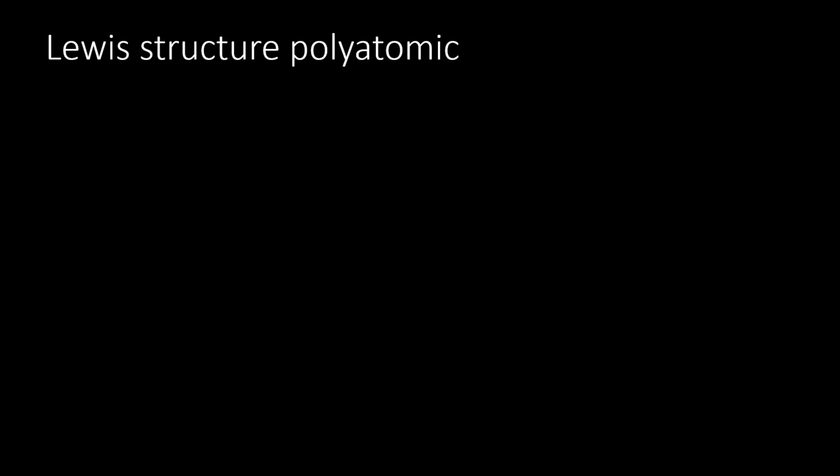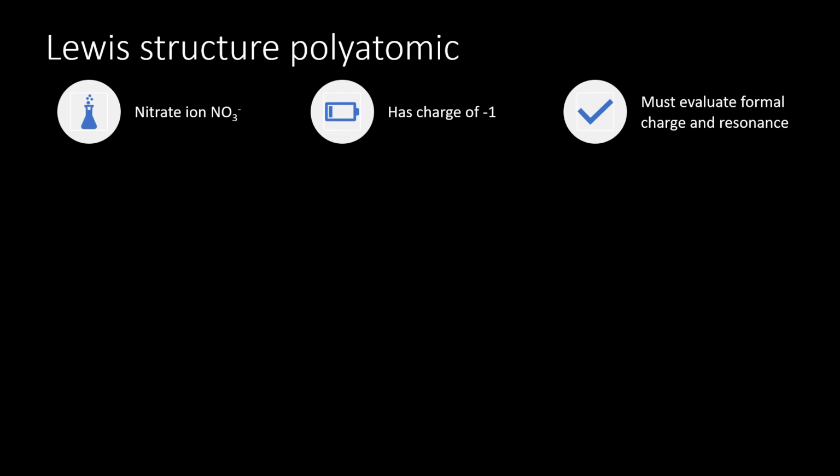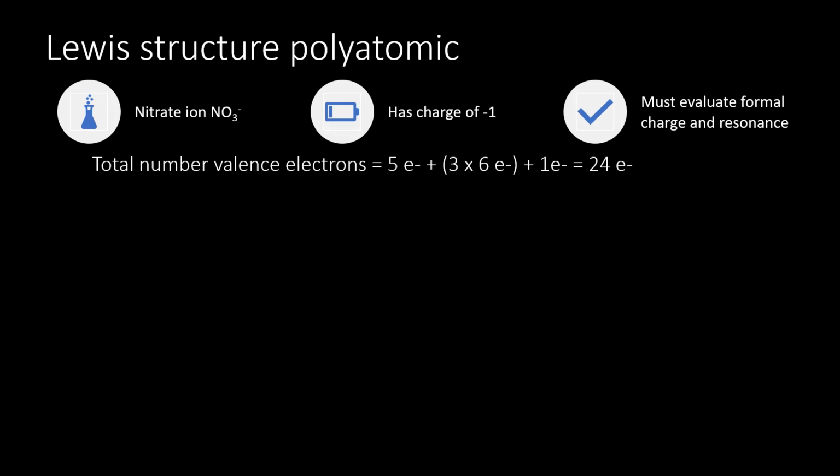We can now turn our attention to developing a Lewis structure for a polyatomic ion. The nitrate ion has the formula NO3- and a charge of -1. In addition to performing the usual steps to develop a Lewis structure, we must also evaluate formal charge and any possible resonance structures. We start from the usual place, totaling up our valence electrons.